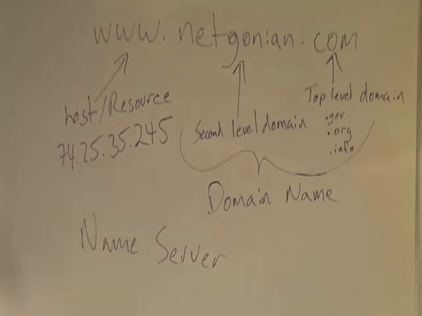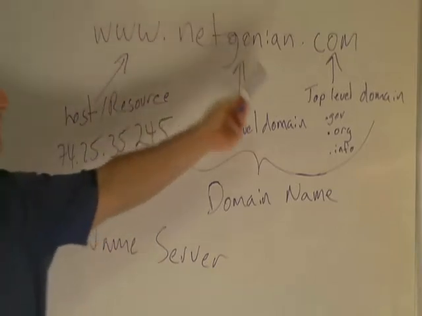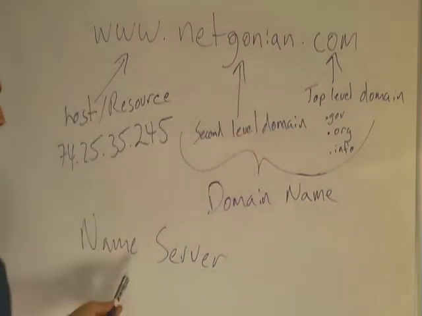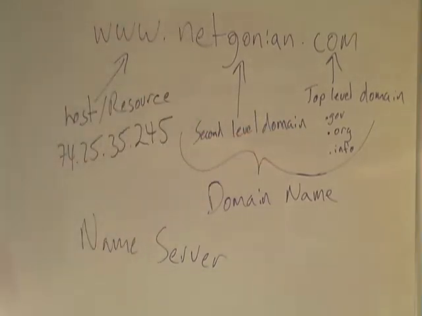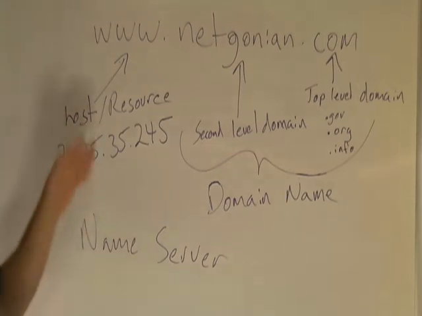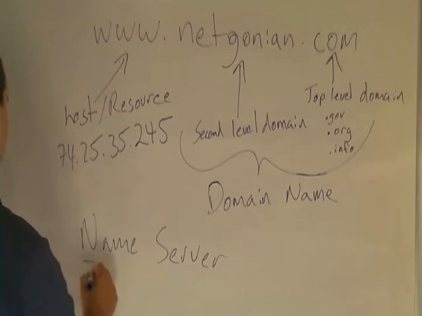The way that's done is by using special types of computers known as name servers. When you buy a domain, you tell the top-level domain where to find the name server for your second-level domain. The name server, just like any other resource on the internet, resides at an IP address.